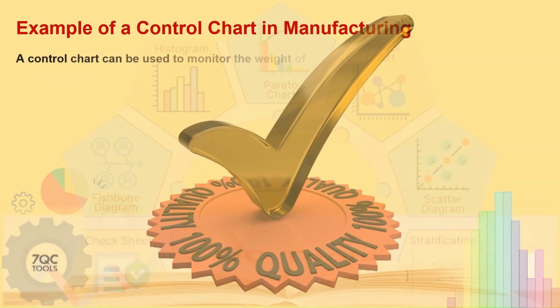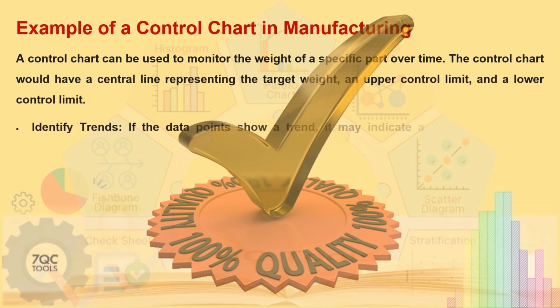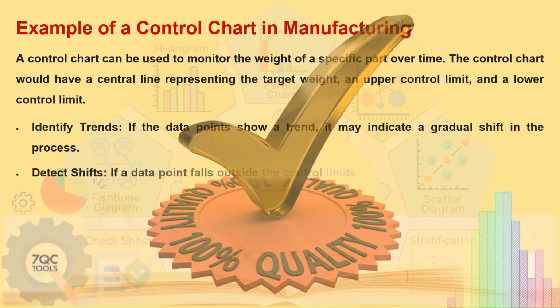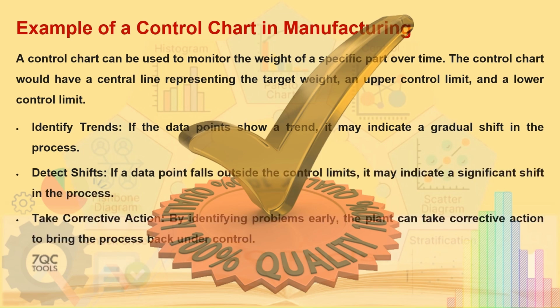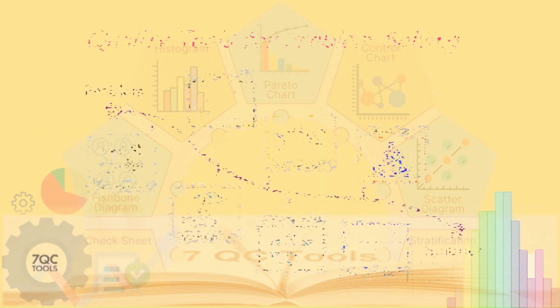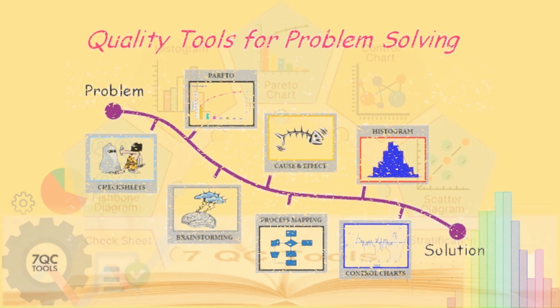Given the example, it is evident that control charts help to identify the trends and can detect shifts in the process, and the plant can initiate corrective actions in time to bring the process back under control. By now, we have seen how these quality tools can be used for quality improvement and problem solving. A typical process flow for problem solving is explained. Following a structured process for problem solving ensures good results instead of going by a hunch.